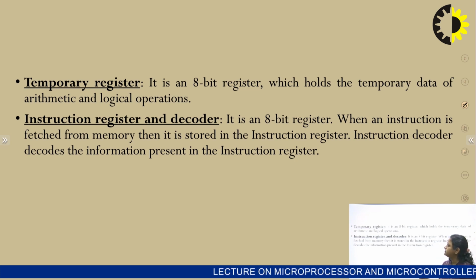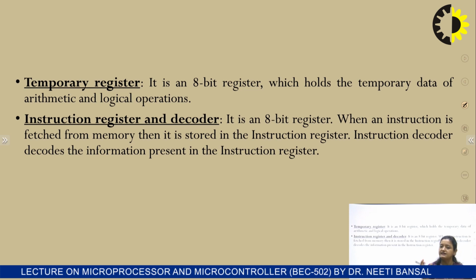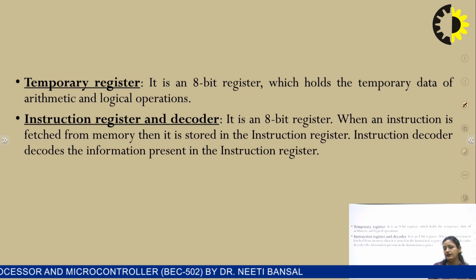Next, we have instruction register and decoder. Whenever an instruction is fetched from the memory to the microprocessor, that instruction is saved in the instruction register and decoded in the instruction decoder.